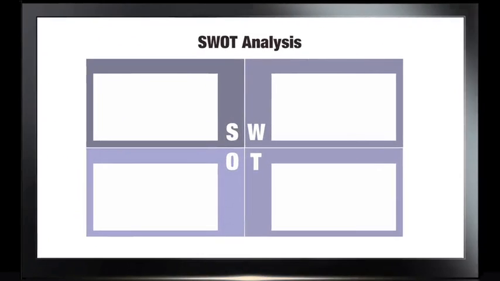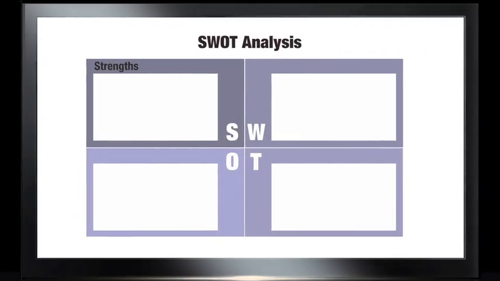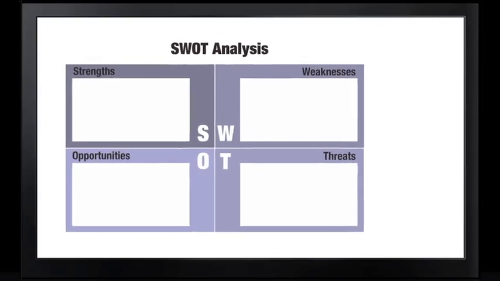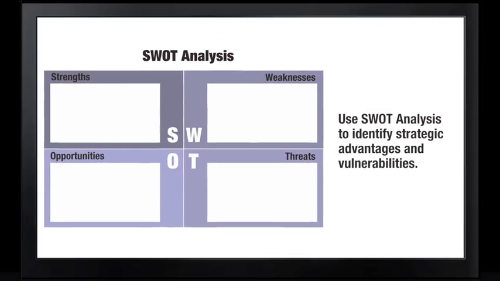There's not necessarily one method to do this, and creating an effective strategy is as much an art as a science. That being said, there is a methodology that's been used for years that can help. It's called a SWOT analysis, which stands for strengths, weaknesses, opportunities, and threats. Essentially, a SWOT analysis helps you identify your strategic advantages and your vulnerabilities.